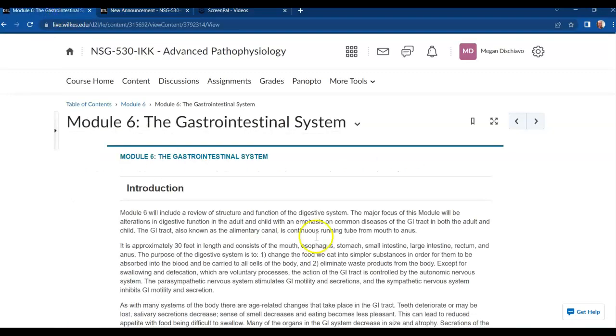First of all, we'll look at GI. Boy, GI has a lot. It's a lot of material, but boy, it's very important material because the GI tract has a lot of parts to it. If you think about it, I always joke, but it's true. From mouth to anus, it's really just one big tube. But then we have these organs hanging off of it that contribute to it. So it is quite involved.